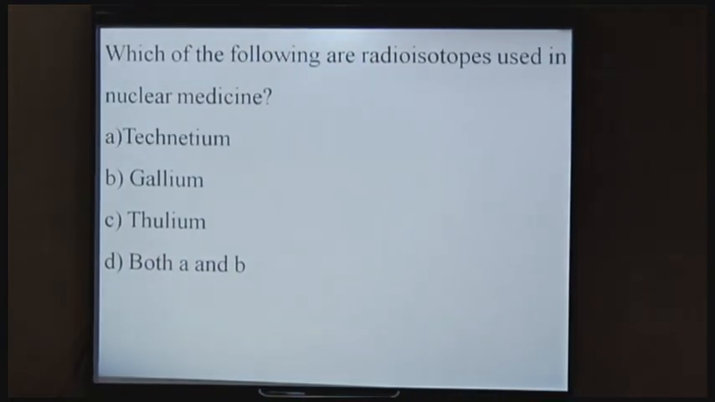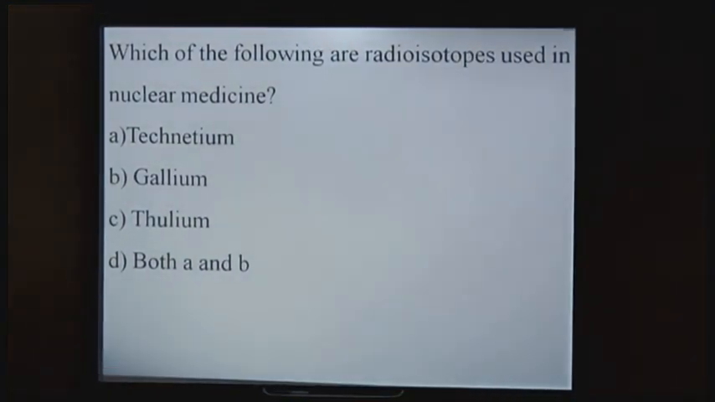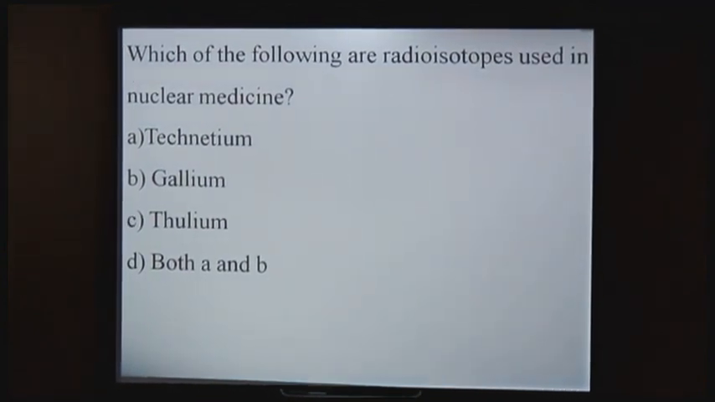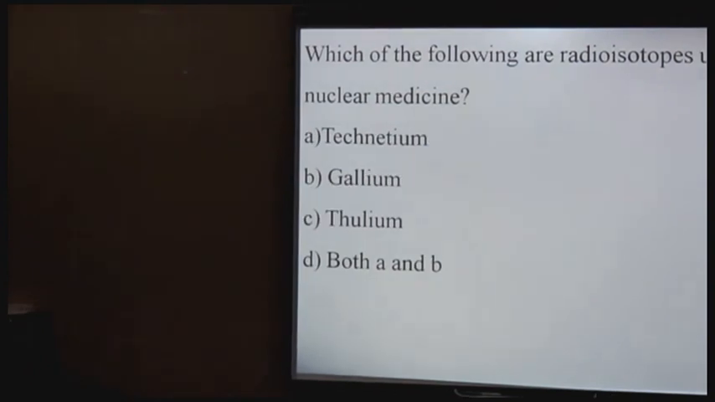Which of the following are radioisotopes used in nuclear medicine? Nuclear medicine is a functional imaging technique. A and B, yeah. Where do we use thulium? Niobium, thulium. They are the rare earth materials which you are using in your intensifying screens.